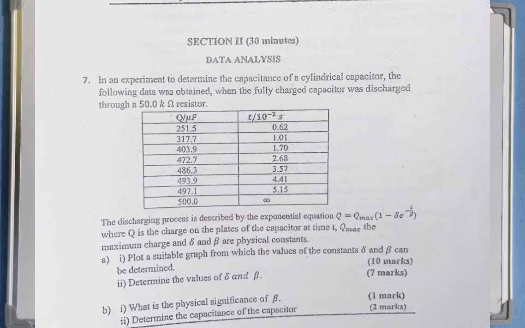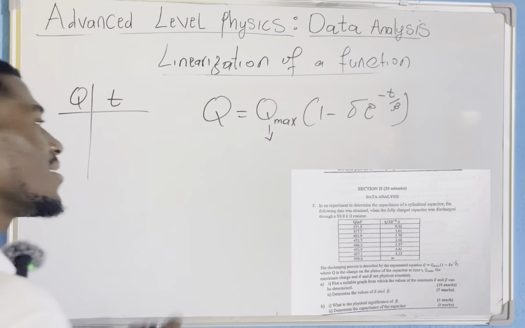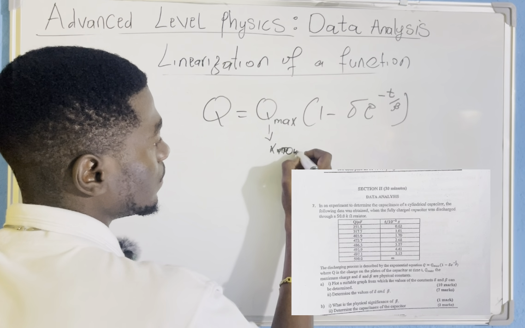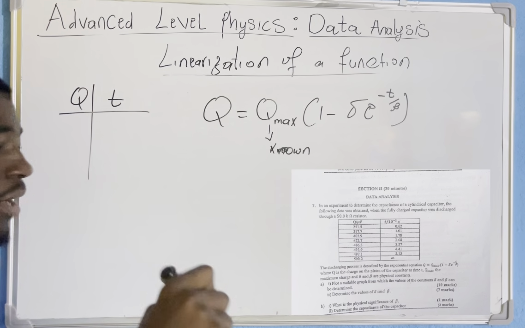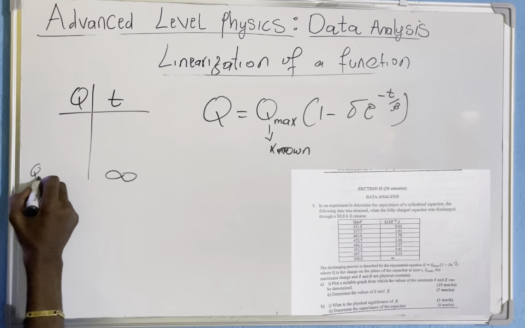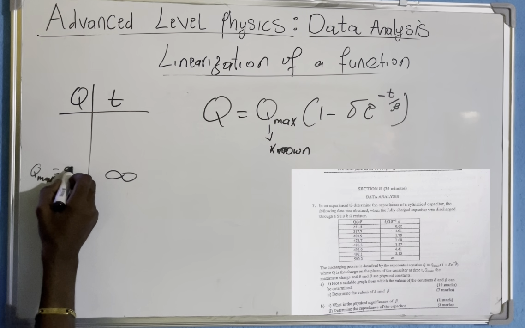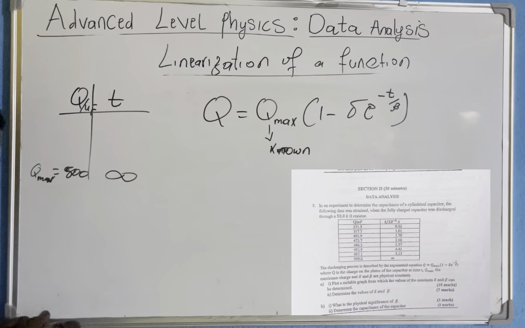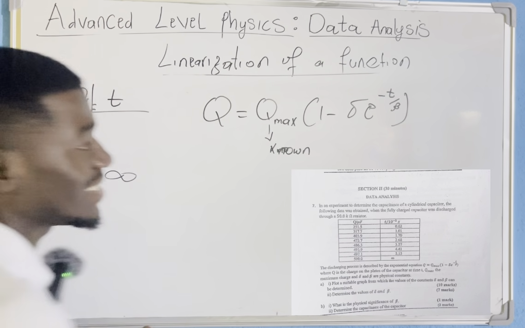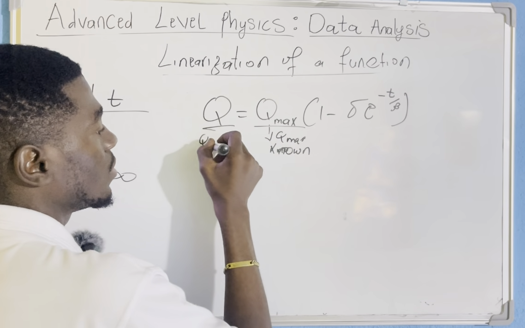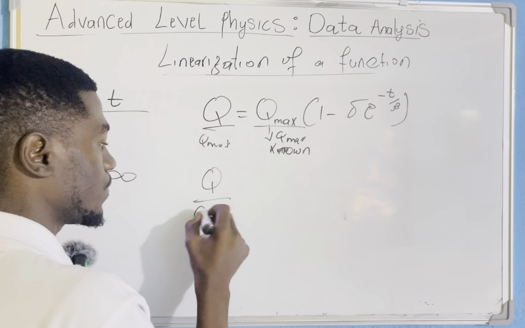Q max is the maximum charge, and sigma and beta are physical constants. Now what you should know here is that Q max is a known constant, because it is gotten when the time is at infinity. So when you go to your table where time is infinity, there is your Q max. And that Q max is 500 microfarad, because here it is in microfarad. As simple as that. It means that since this is a known constant, I will divide both sides directly by Q max, because it is a known constant.